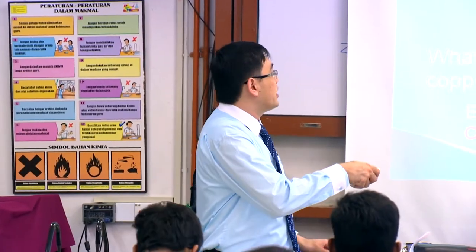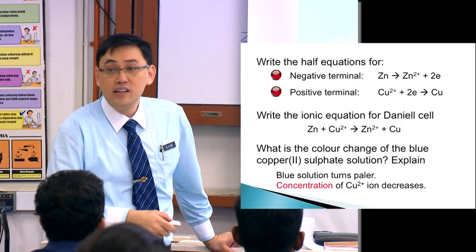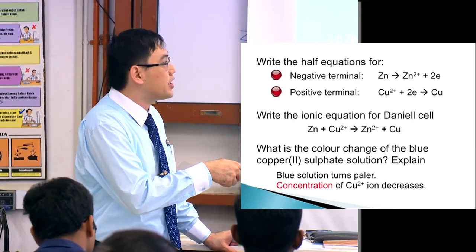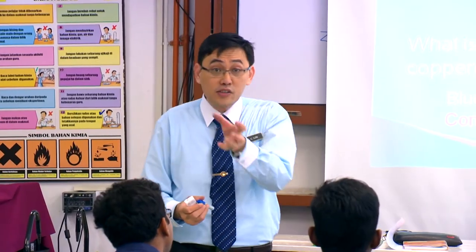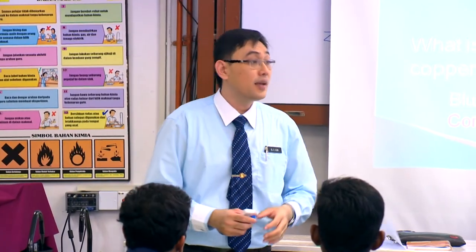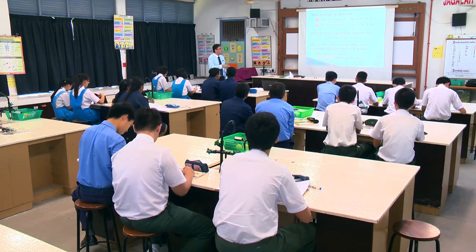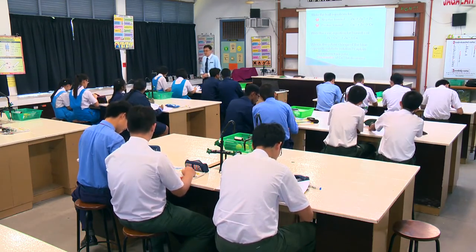Why? Because the ion in charge of the blue color is the copper 2 ion. The moment the copper 2 ion changes into copper atom, its concentration inside the solution decreases. From there, we know that the color starts to fade, which means the blue color will turn paler. So can you help me to write down the reason inside the handout?